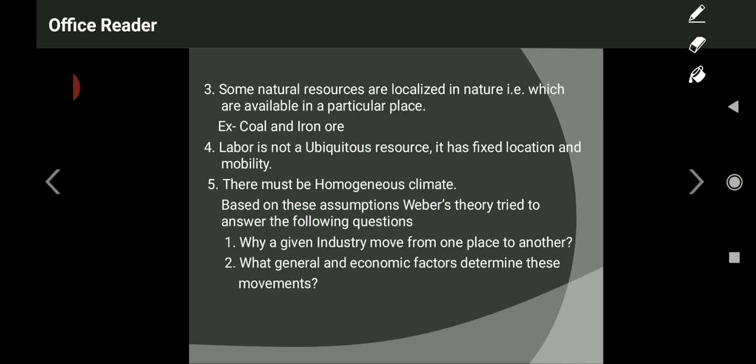Take the example of coal and iron ore. Telangana is famous for coal, for example. Telangana is a famous state for the availability of a huge amount of coal. Because of that, in Karnataka, the state government has started its thermal power project at Raichuru.